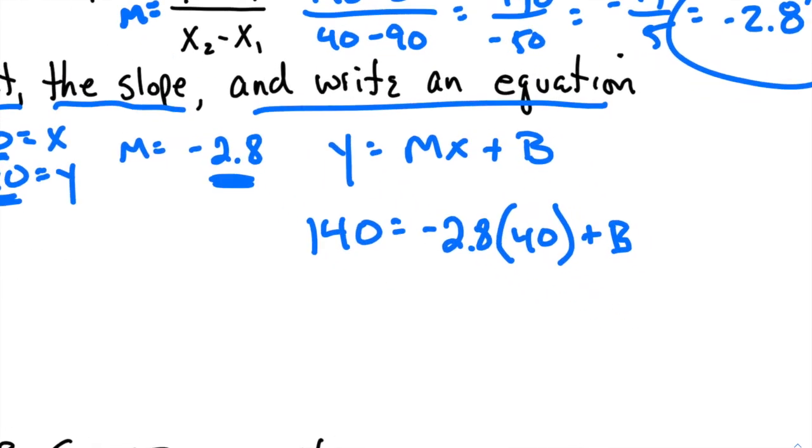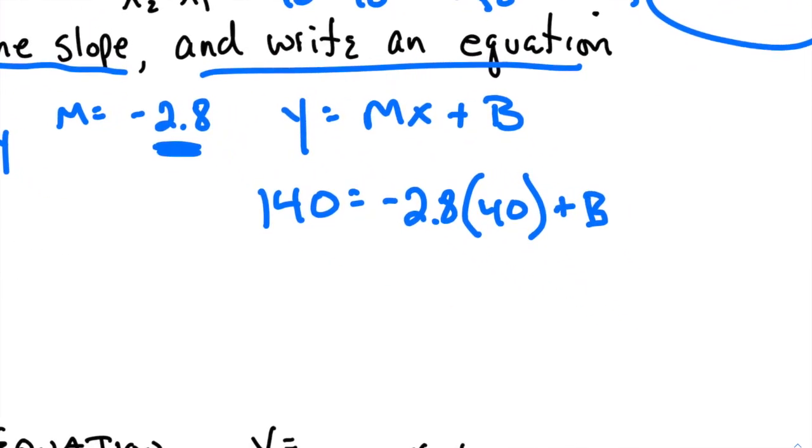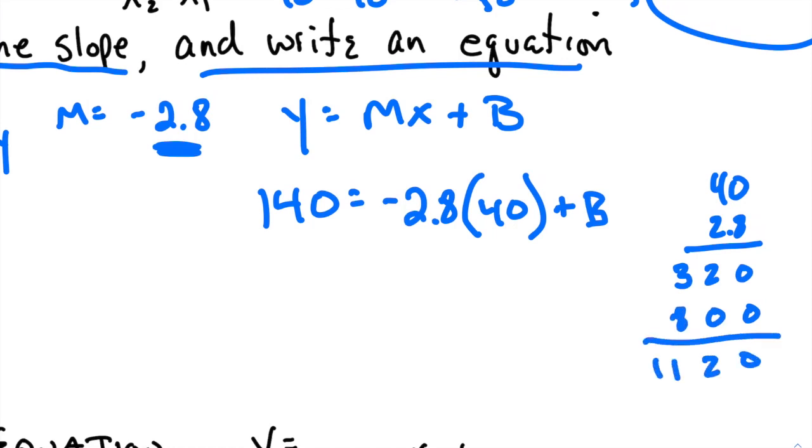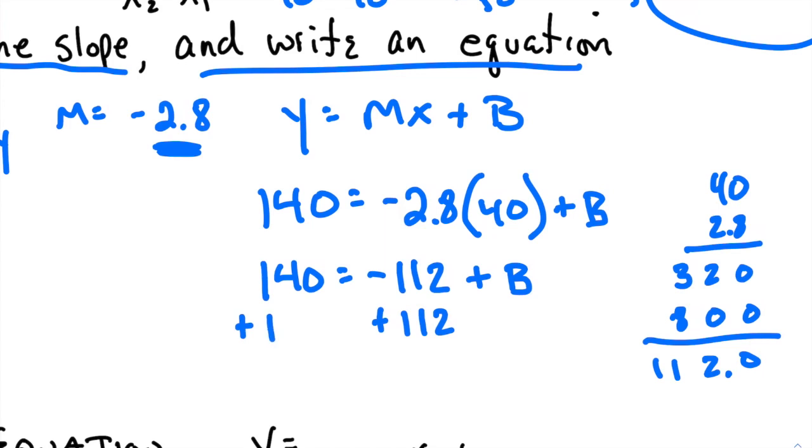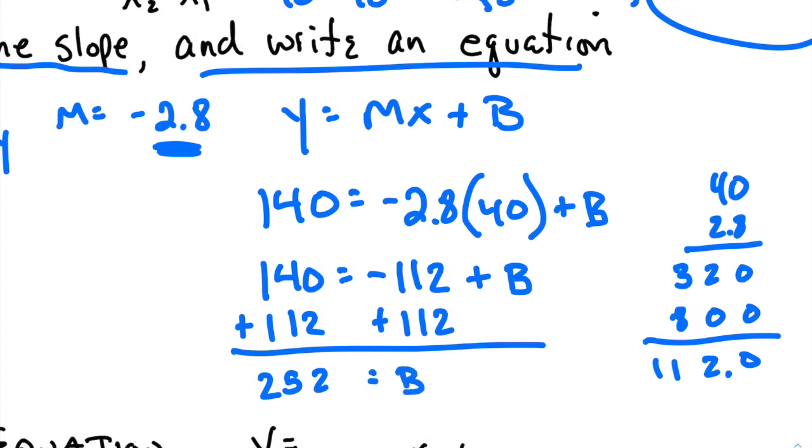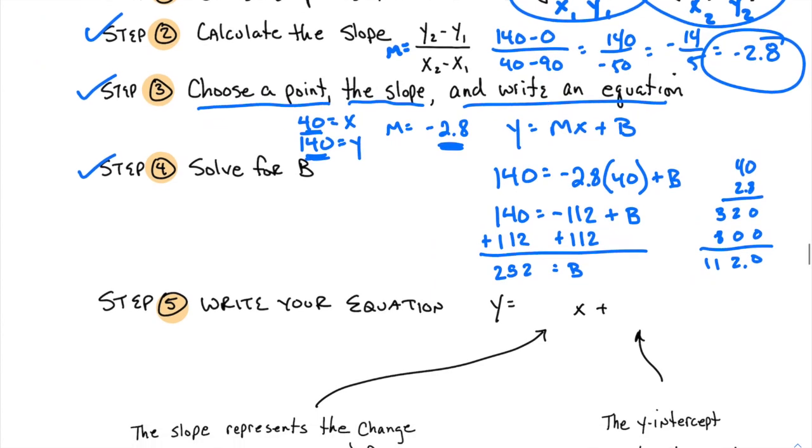So now I need to solve this for b. I need to multiply 2.8 times 40. I don't have a calculator here, so 2.8... 32. All right, and 1 decimal, so 112. And it's negative, so 140 is negative 112 plus b. I need to solve for b, so I'm going to get rid of the 112. It's negative, so I add 112 to both sides to eliminate the negative 112. And I get 252. So my b value is 252. That's my y-intercept. Okay? So now I have everything that I need.